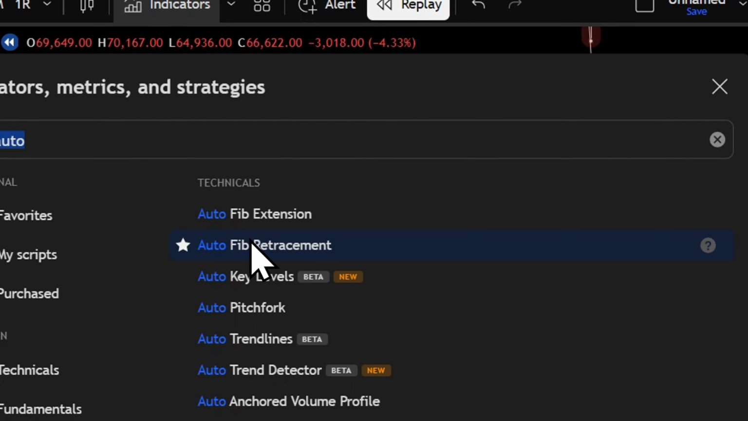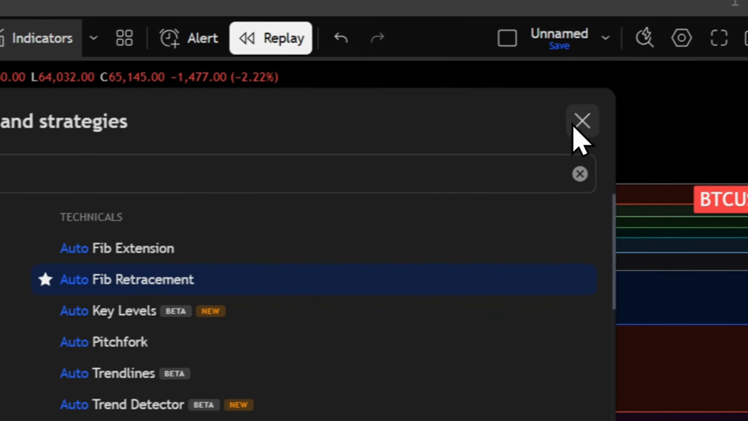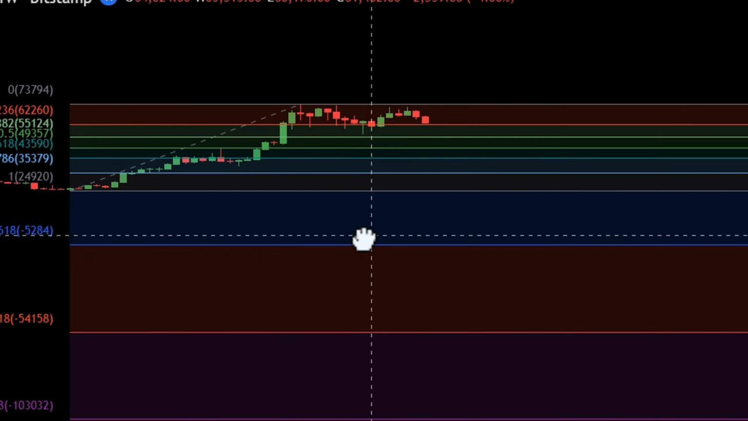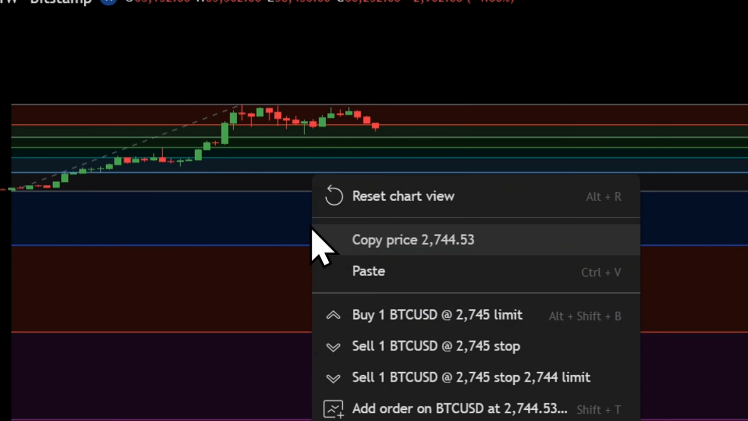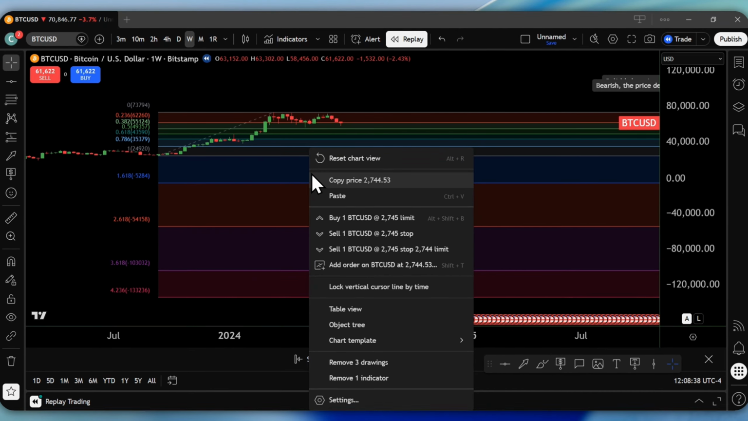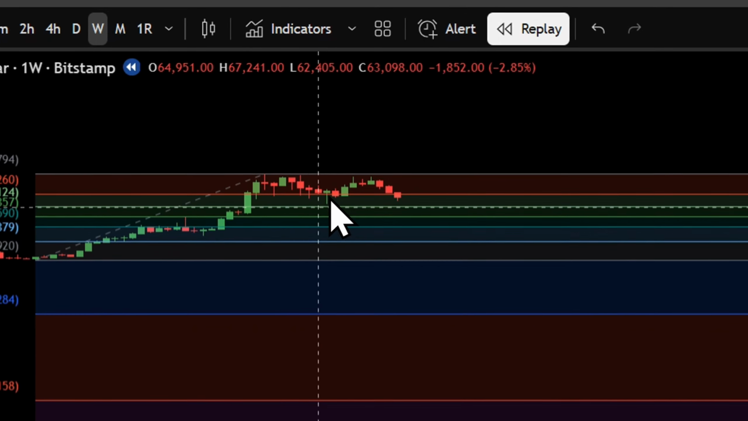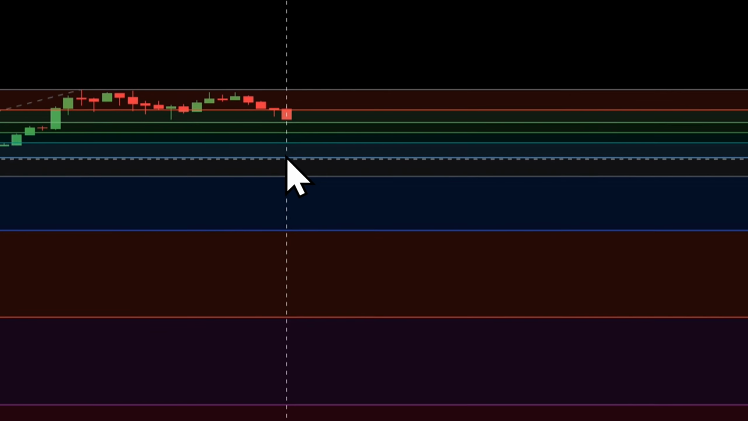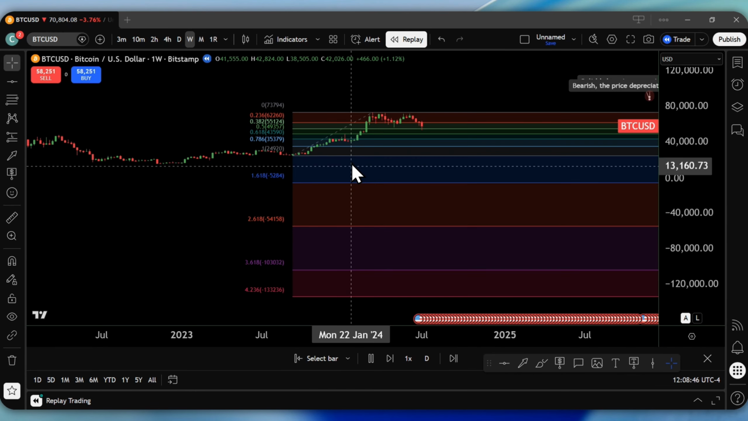At first glance, it might look a little busy. That's completely normal. We're going to clean it up and make it easier to read. Customizing the indicator. Now let's open the settings. Click the gear icon next to the indicator name. One of the first things you'll notice is the colored background between the Fibonacci levels.